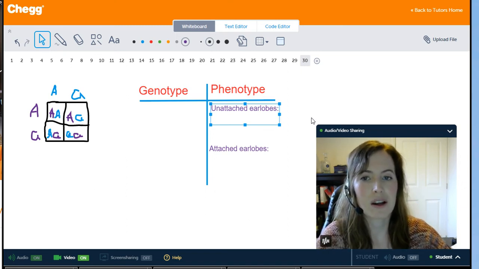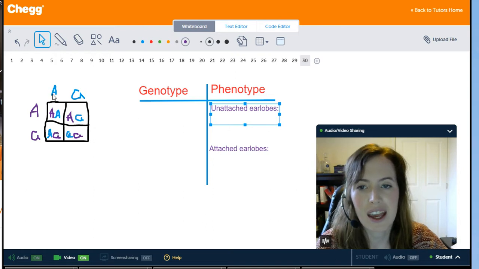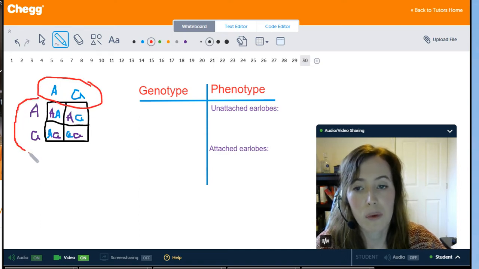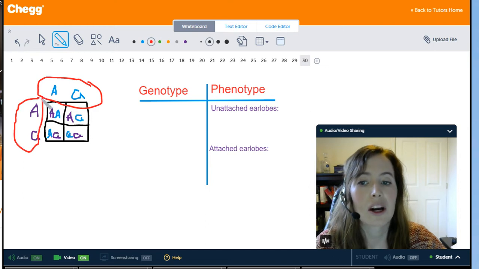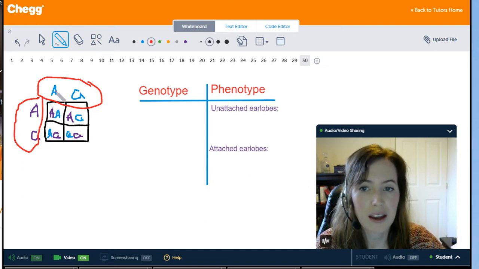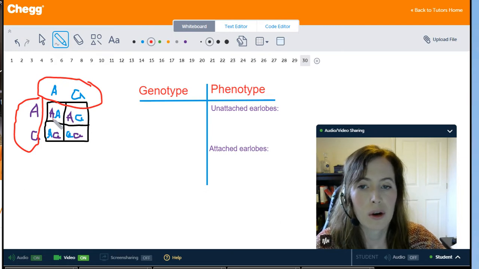So let's look at a Punnett Square. I'm just using A's to make it easy. And let's say that this top part is my dad's and this is my mom's. So both of my parents were heterozygous for unattached earlobes, okay? And so let's go through and determine which of these would show the dominant trait. Which one is the dominant trait going to show through?